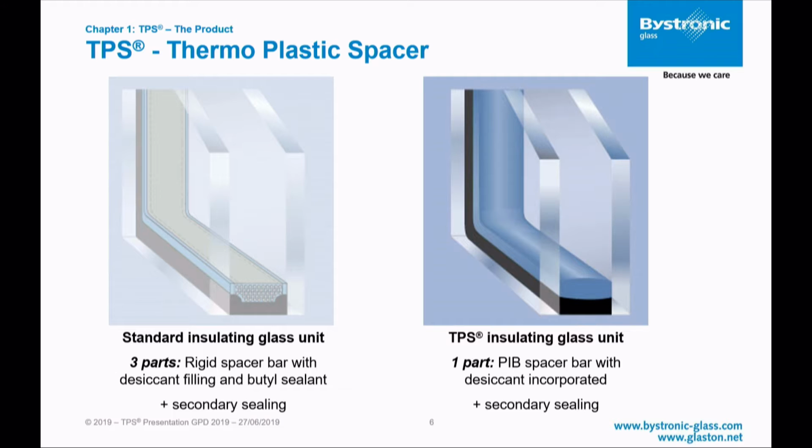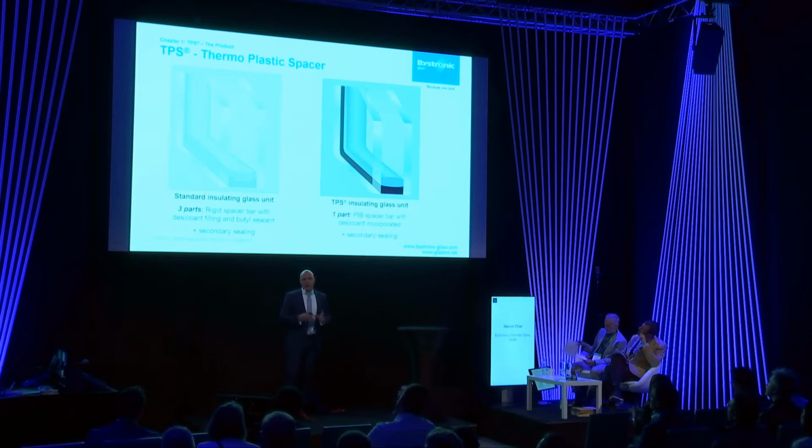Well, the main difference between the standard spacer and the TPS is, when you look at the rigid spacer, you usually have 3 parts: the spacer itself, some desiccant, and some butyl which you apply on it. With the TPS, you have only one material, which comes from a barrel. It's a butyl-based material with desiccant inside and will be applied directly to the glass. So this will reduce your production cost enormously and also reduce the complexity of your production, what I will show you later on.